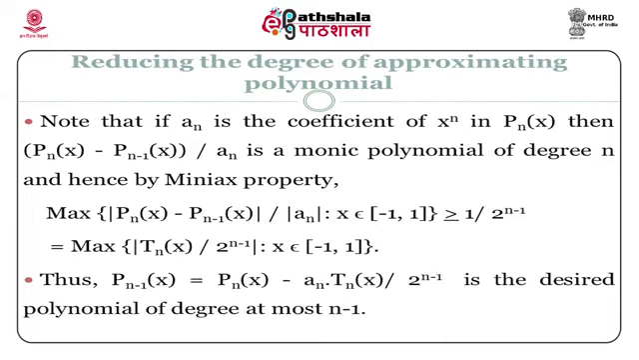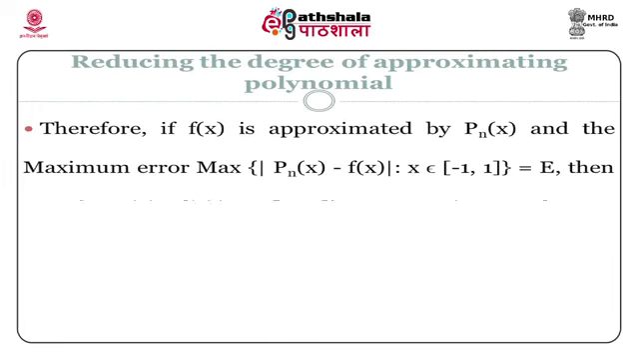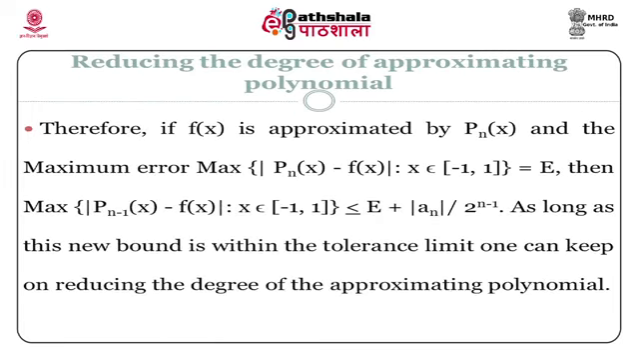Thus, if we take Pn minus 1(x) as Pn(x) minus an into Tn(x) by 2 raised to n minus 1, the desired polynomial of degree at most n minus 1 can be obtained. Therefore, if f(x) is approximated by Pn(x) and the maximum error, max of mod Pn(x) minus f(x) for x belonging to minus 1 to 1, is equal to E, then the maximum error between Pn minus 1(x) and f(x) is going to be at most E plus mod an by 2 raised to n minus 1.